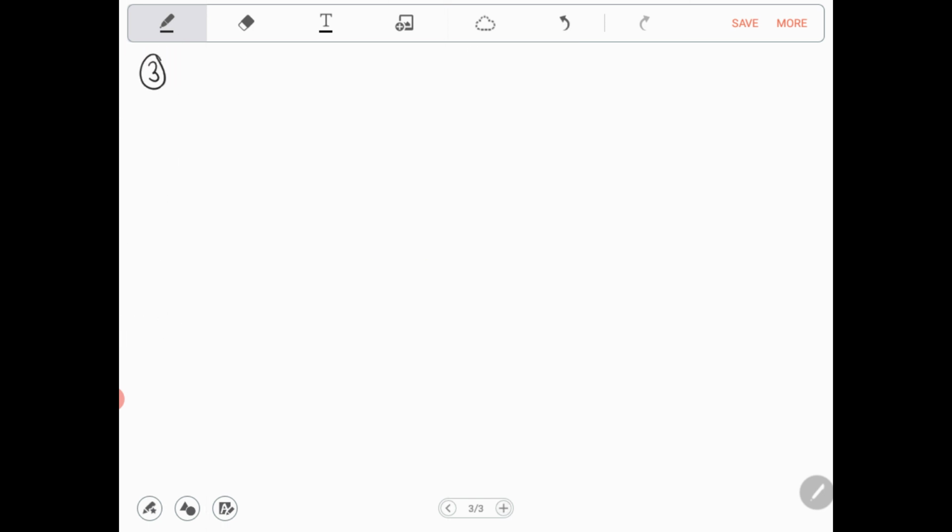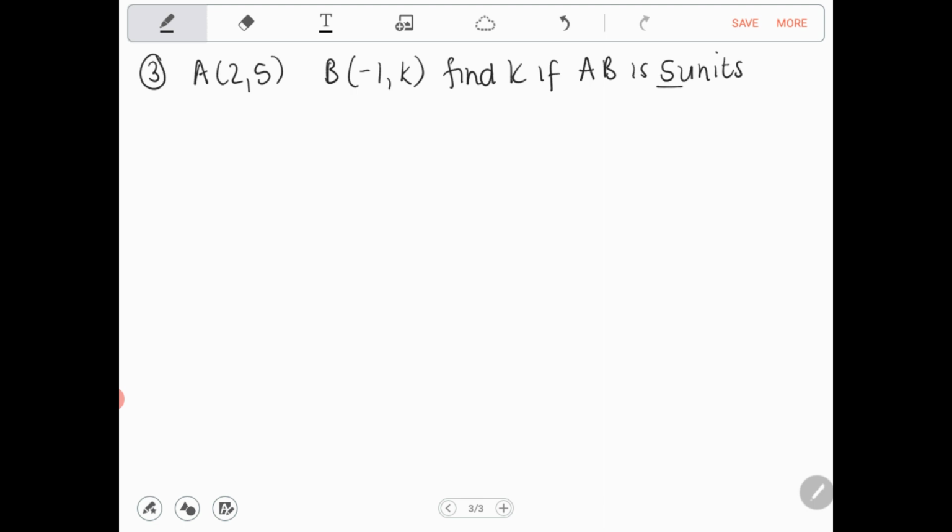Okay, one more quick one. If I told you that A was (2, 5) and B was (negative 1, k), and find k if AB is 5 units. So again, what have I been given? I've been given the distance. I'm looking for one of my coordinates. It's a y coordinate there, but they've just called it k.